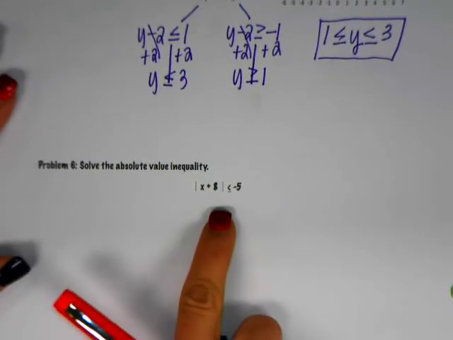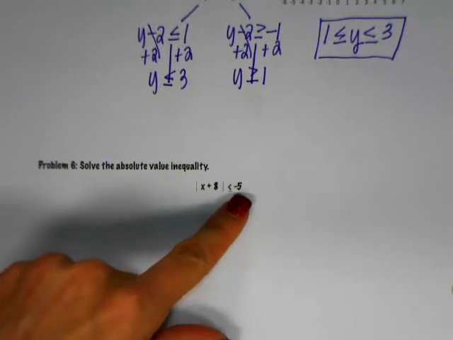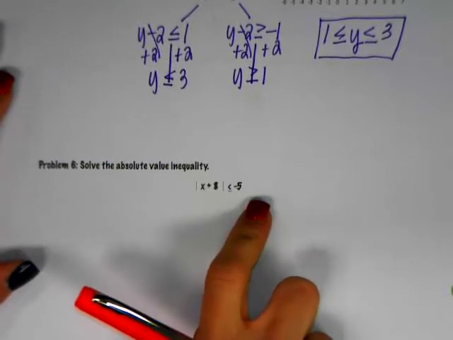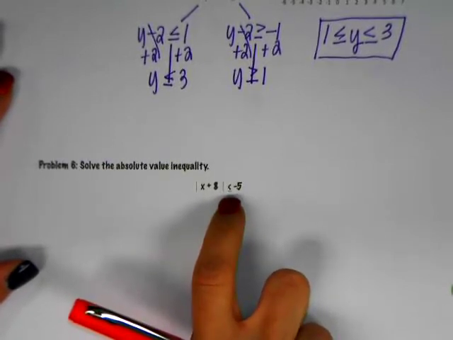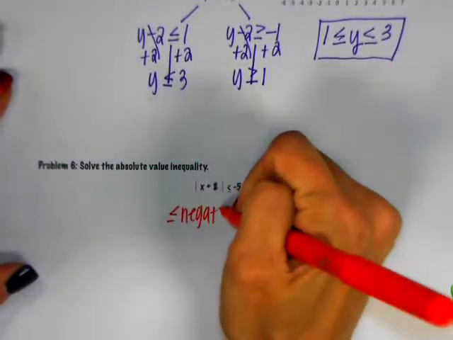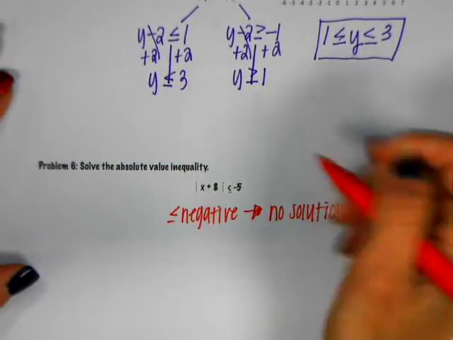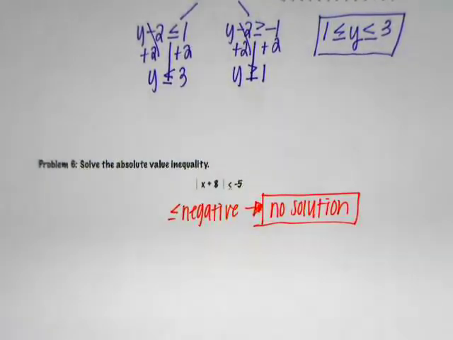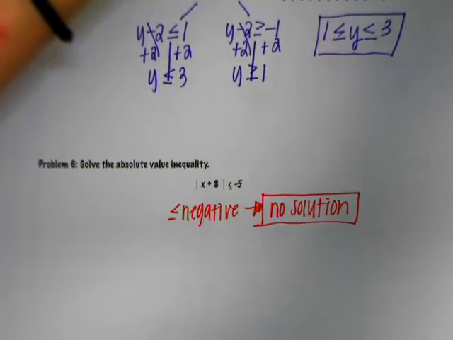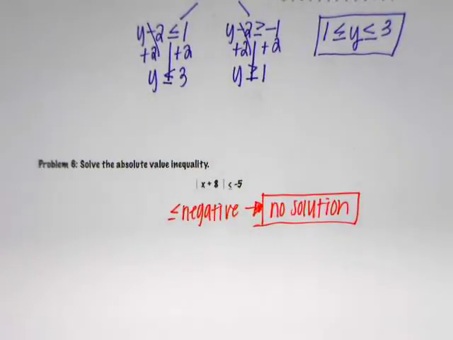All right, on this one, is the absolute value by itself? Yes. And then, so here for the answer, is that 0 or a negative? Yes. So let's think about it. Less than a negative. Is that all positives or all negatives? All negatives are less than a negative, right? So what do you think it is? No solution. Yep. Good?